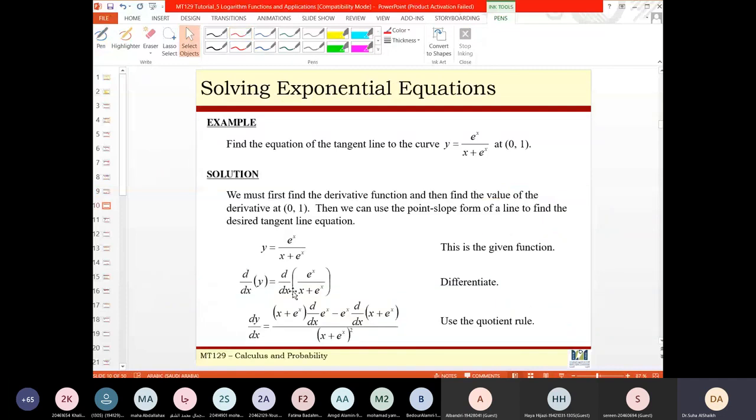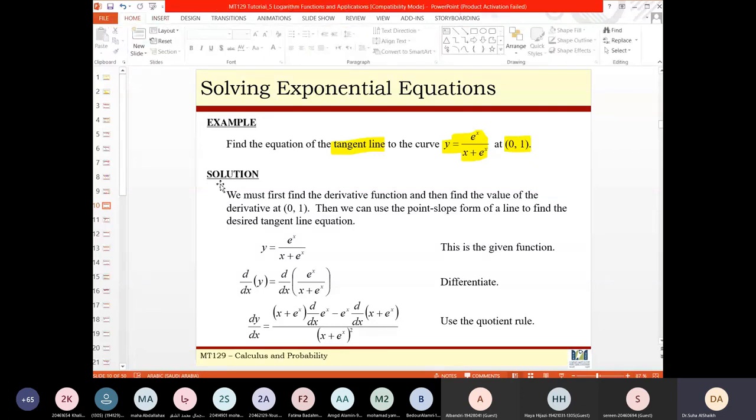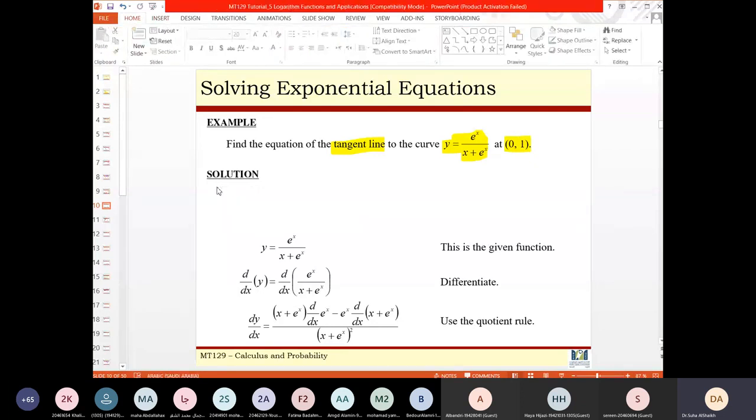Now here, they want you to find the equation of the tangent line to this curve at the given point. I want to erase this. I want to erase everything and do it myself. You can do it nicer than this.